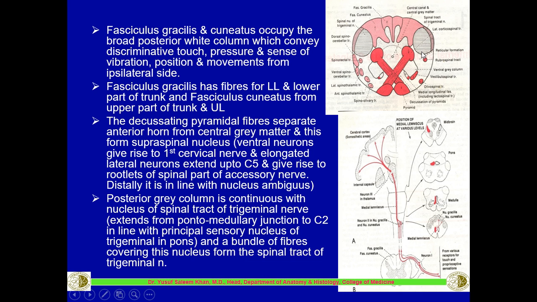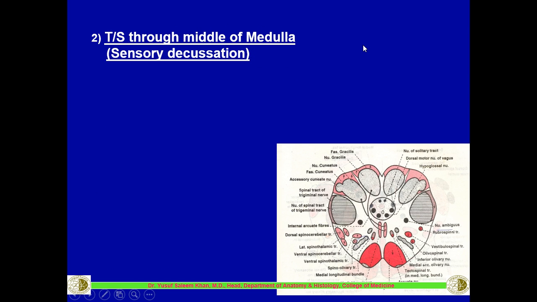And the nucleus of the trigeminal nerve extends from the pontomedullary junction to C2, in line with the principal sensory nucleus of the trigeminal in the pons, and a bundle of fibers covering this nucleus forms the spinal tract of the trigeminal nerve. You can see here the spinal tract of the trigeminal nerve, which is a bundle of fibers around the nucleus.